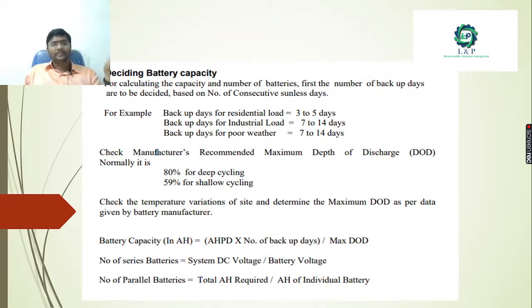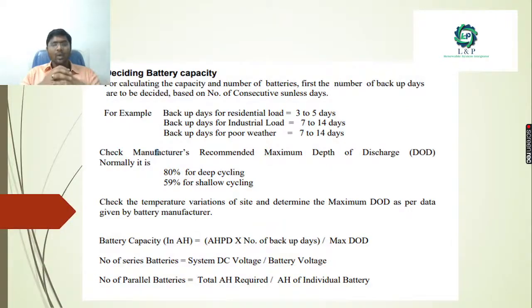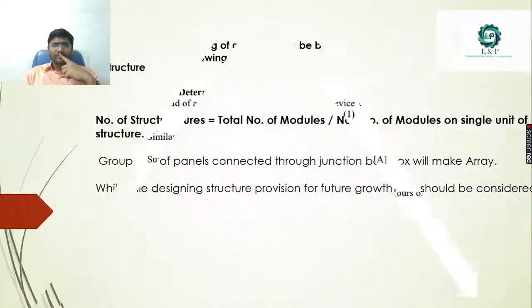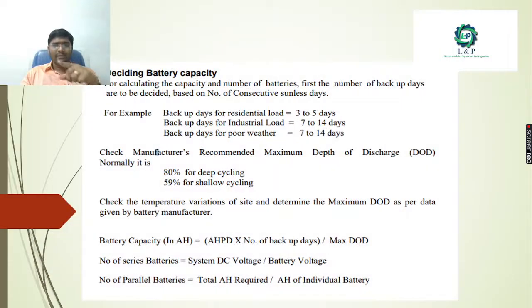If you're calculating a battery capacity in AH, the first thing you need to know is the amp hour per day and the number of backup days. If it is a residential load, it will be from 3 to 5 days. You can go for 5 days, and divide by the maximum depth of discharge, so that you can calculate the battery AH capacity required.